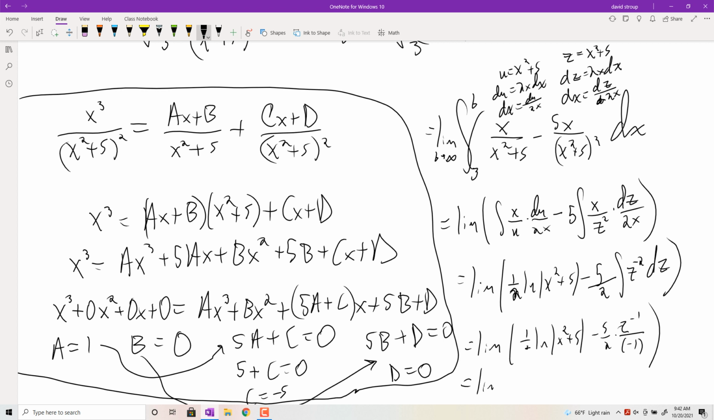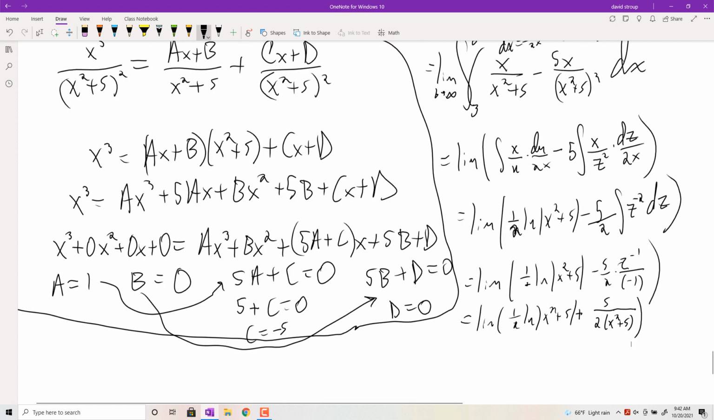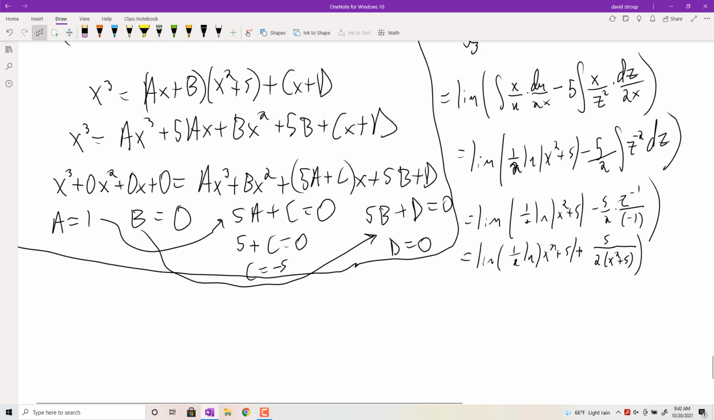Okay, and then I have to back sub on it. So I get the limit of 1/2 ln absolute value of x squared plus 5 minus, or rather it will become plus, 5 all over 2 times x squared plus 5. It would be 5 over 2z, but back subbing, you get the x squared plus 5. I have to evaluate it and take its limit.